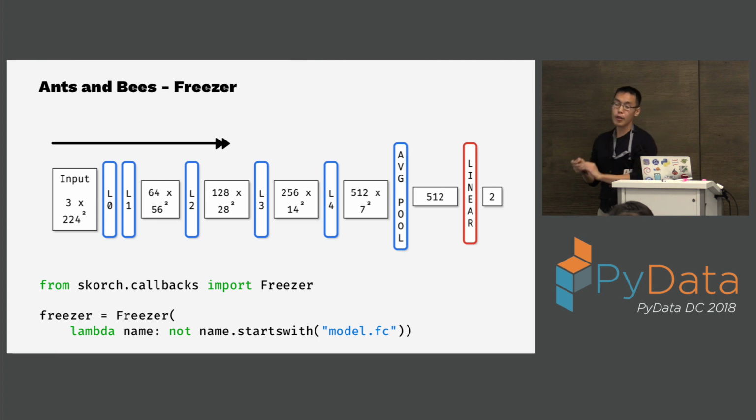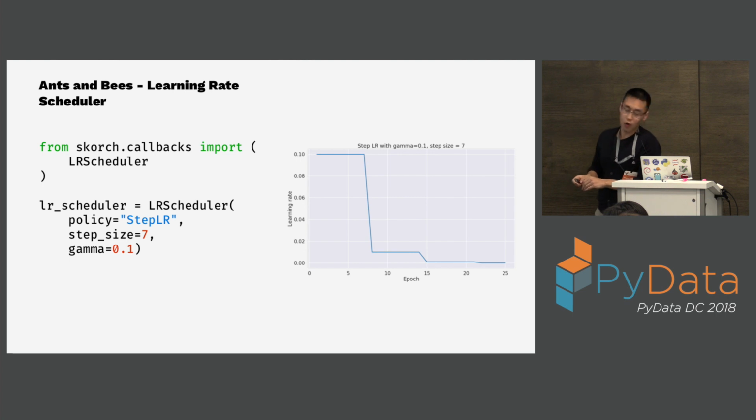It's also standard to vary the learning rate as you train your neural net. In this case, we could use a callback called the learning rate scheduler, the LR scheduler. In this case, the learning rate starts at 0.1, and it drops to 10% of its initial value every 7 steps.